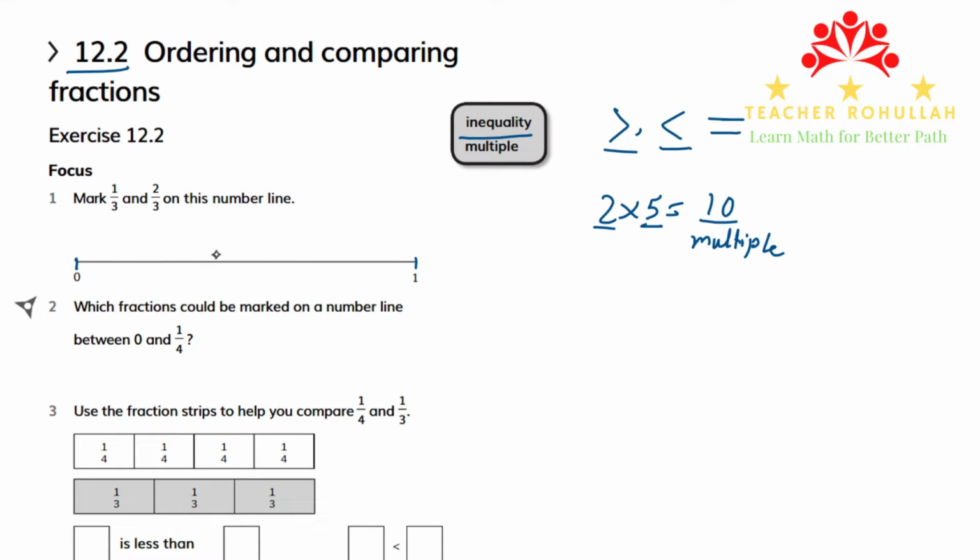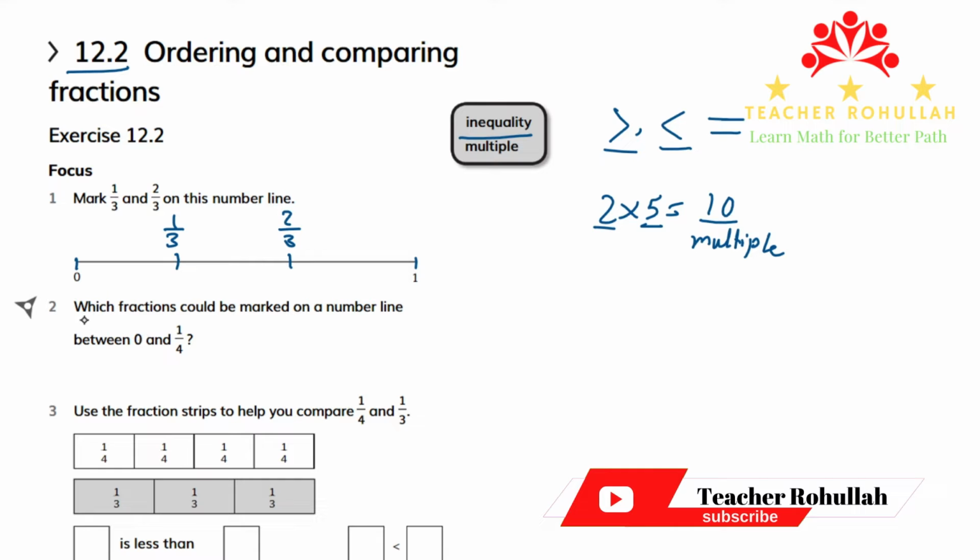If we cut this number line into 3 equal parts, 1 here, 1 here, now we have 3 equal parts. This one is 1/3. And this one is showing 2/3. 1/3 and 2/3.